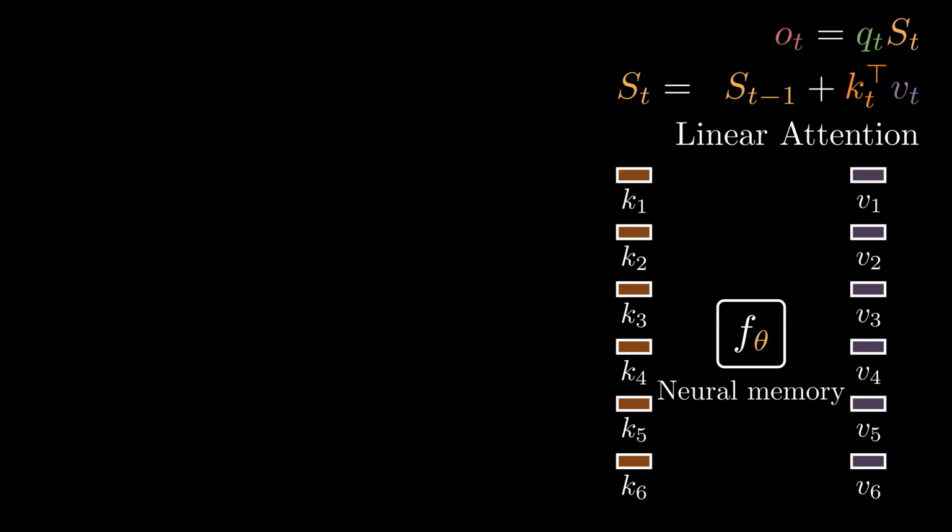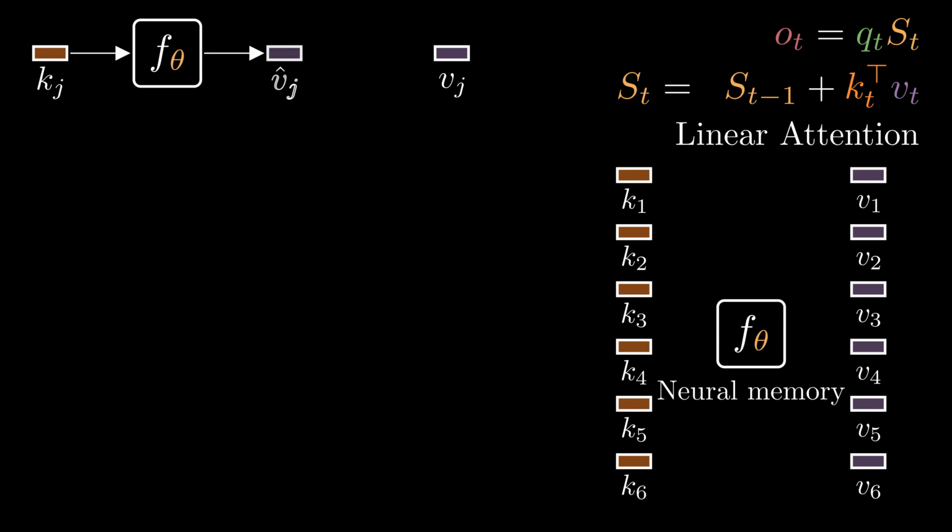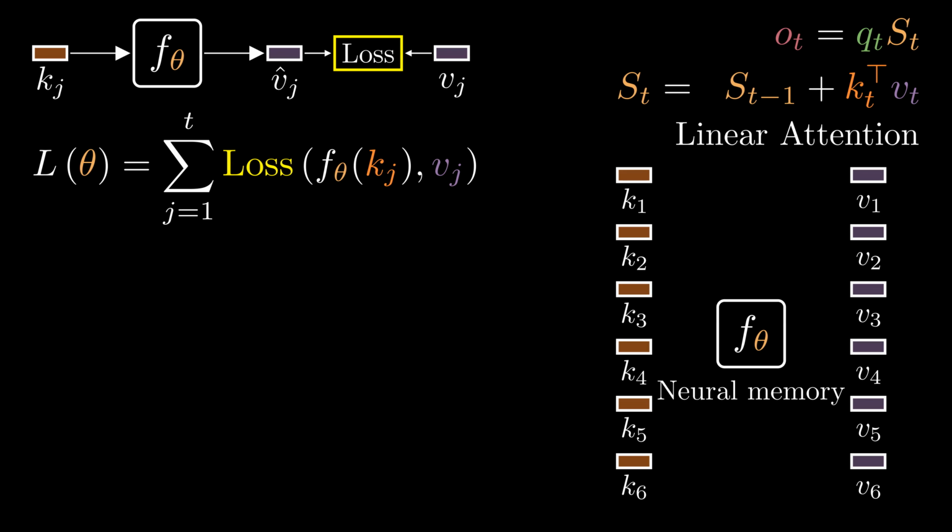But how do we actually train this regression function? We use the key and value vectors as our training data. For each key vector, we use the regression function f to predict the value vector. We can apply a loss function to the predicted value vector and the target value vector. More specifically, we aim to minimize the following objective function. Next, we need a method to learn the parameters of the regression function such that the predicted value vector closely matches the target value vector.